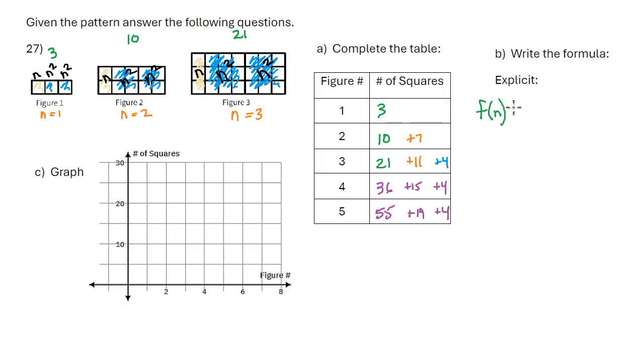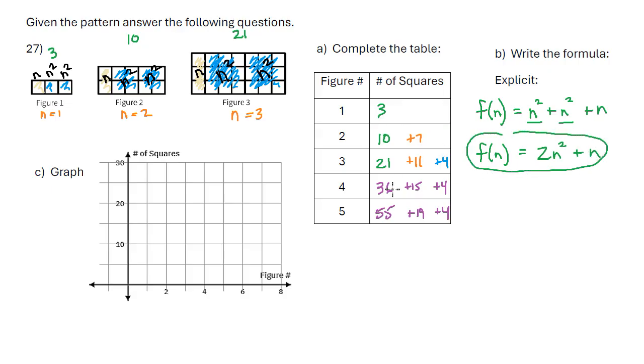So f of n equals, well, if you look at this, I've got n squared plus n squared plus n. And these two terms are like terms. So here comes our equation. F of n equals 2n squared plus n. There we go.